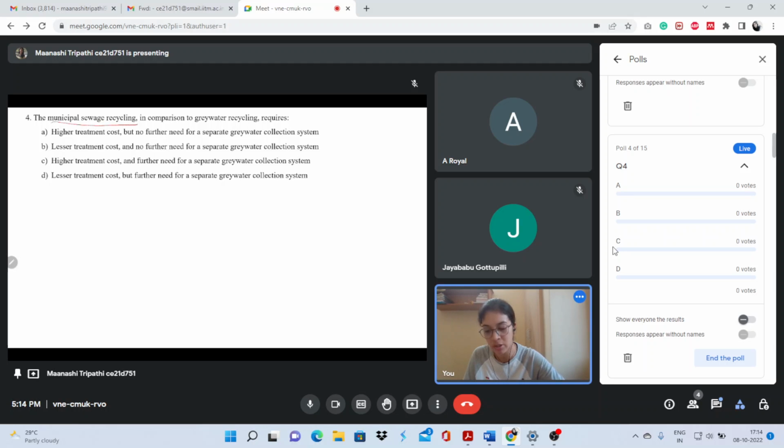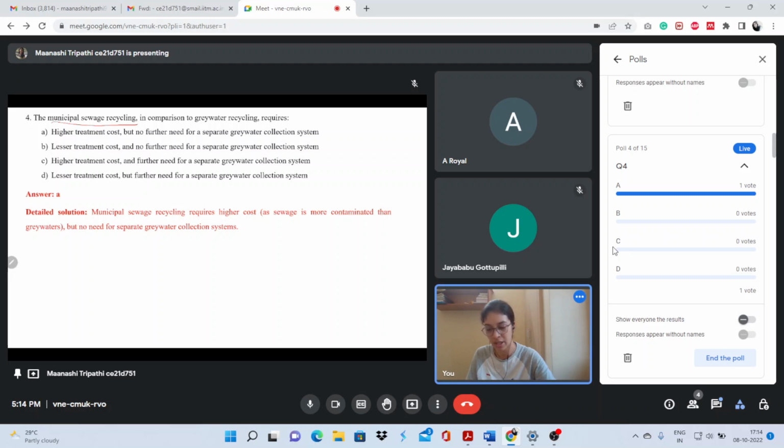Okay, what extra we need? What will happen if we are recycling the sewage? Not only the grey water. Grey water is a part of sewage. Okay, we will see the answer.